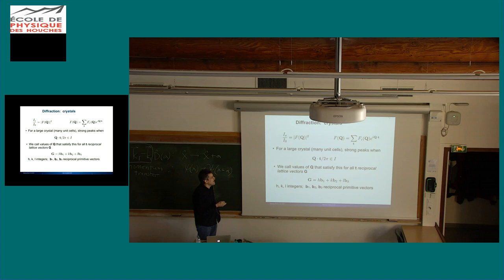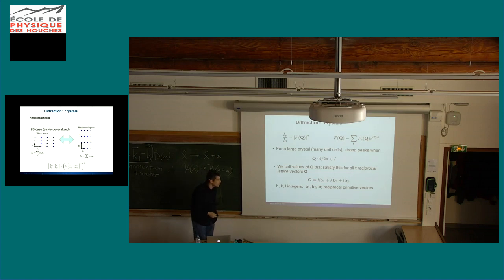You typically call values of Q that satisfy these conditions, and these have a special name. These are called reciprocal lattice vectors. So you solve this condition and you get these vectors G. It turns out that you can show that these G vectors are really just a superposition of three basis vectors in so-called reciprocal space, where these are integers. Okay, so H, K, and L are particular integers.